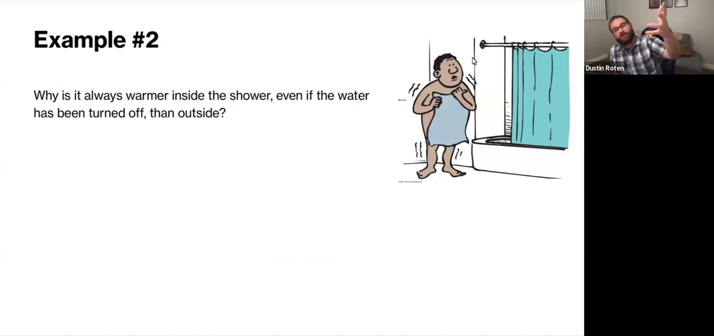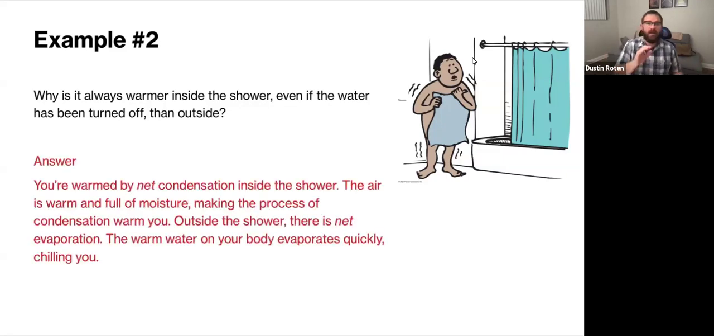But if you don't get a chance to go to New Orleans or Florida, you can still experience something similar every time you take a shower. So let's look at this example here. Why is it always warmer inside the shower, even if the water's been turned off, than outside? Every morning, when I finish my shower, I turn the water off and reach out and get my towel and bring it inside the shower. I never get out of the shower while I'm wet. Why is that? Well, for starters, I always feel cold. But why do I feel cold?